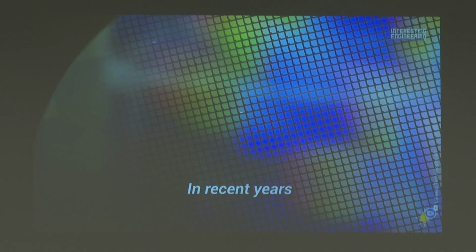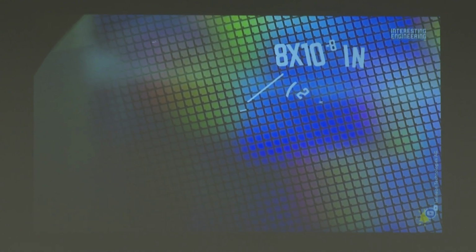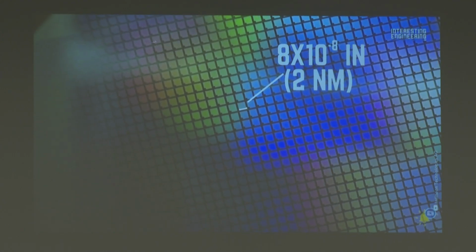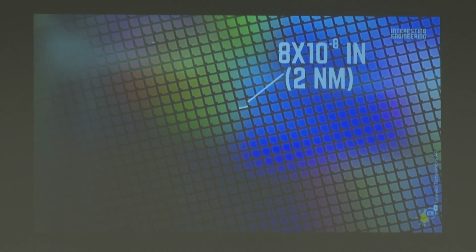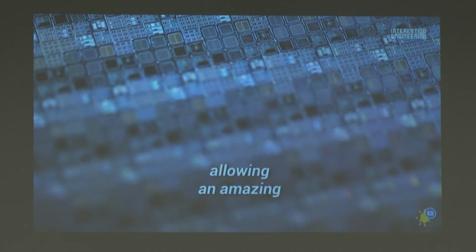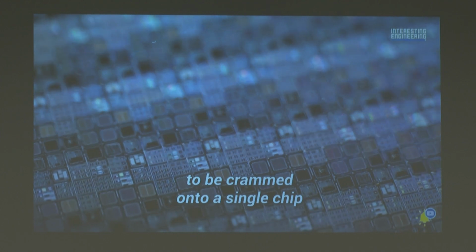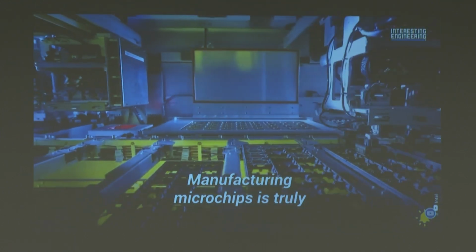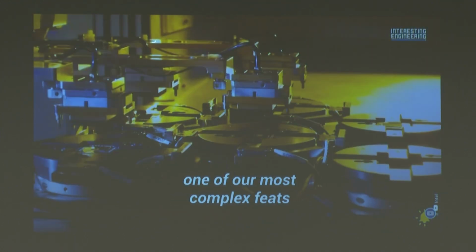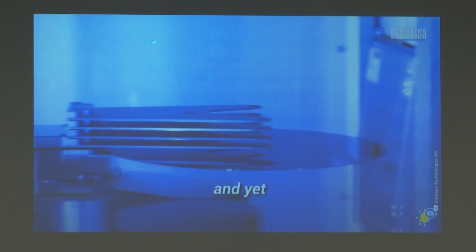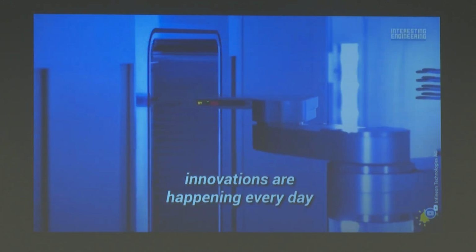In recent years, they've gotten each transistor down to as small as 8 × 10^-8 inches in diameter, allowing an amazing 50 billion transistors to be crammed onto a single chip. Manufacturing microchips is truly one of our most complex feats, and yet innovations are happening every day.